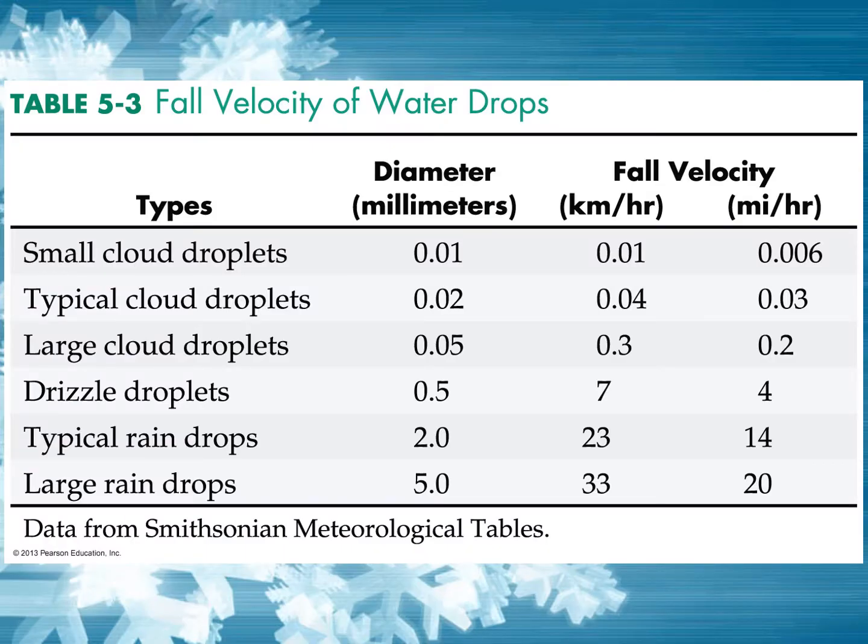Okay, this is a neat table here. It's showing the velocity of the falling raindrops based on their diameter. So as you can see, as the raindrops grow larger, they're going to fall at a higher rate. They're also going to have a better chance of hitting the ground without evaporating first.